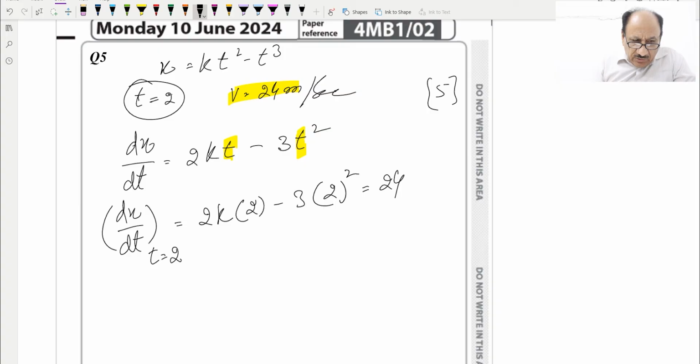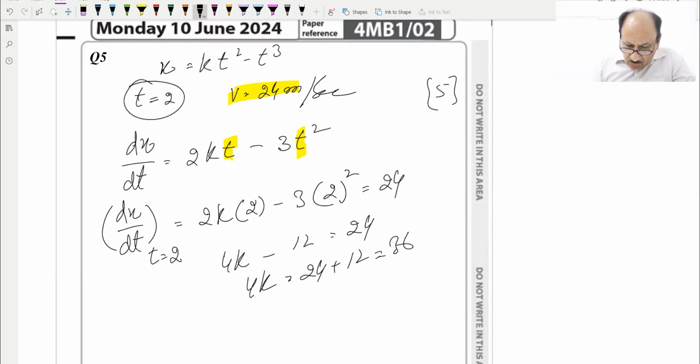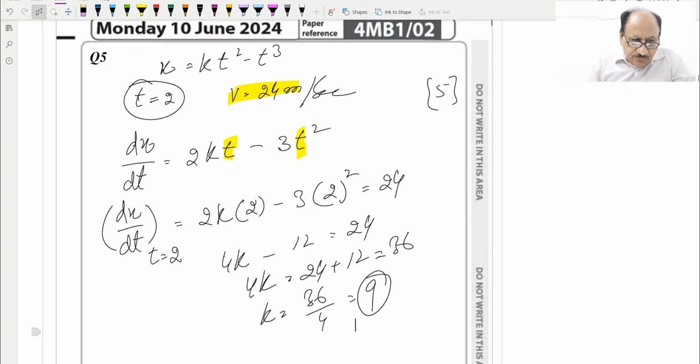Now we can find the k value. So 2 into 2 is 4, so 4k minus 3 into 4, which is 12, is equal to 24. So 4k is equal to 24 plus 12, which is equal to 36. So the k value will be 36 by 4, which is equal to 9. So we got the k value as 9.